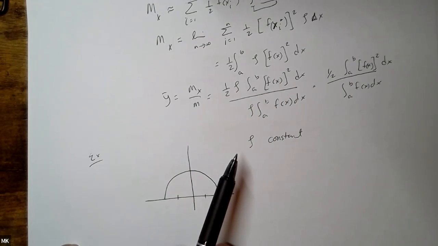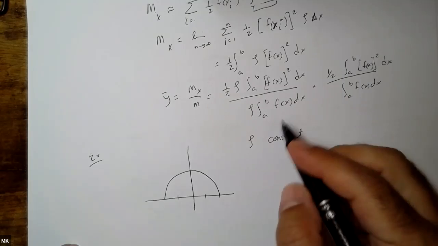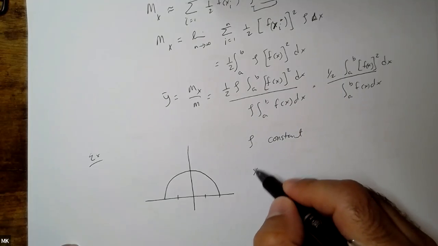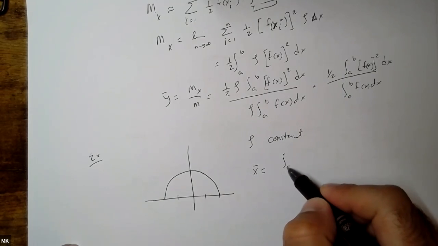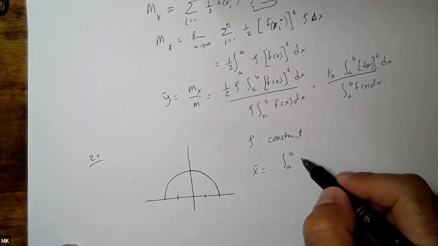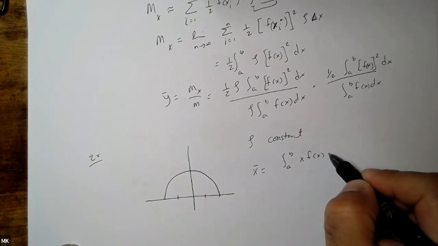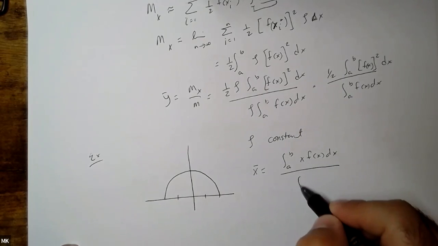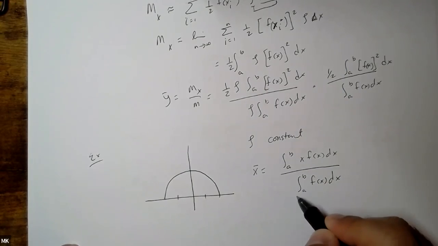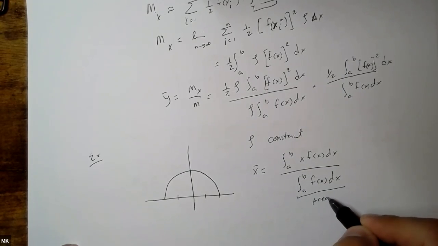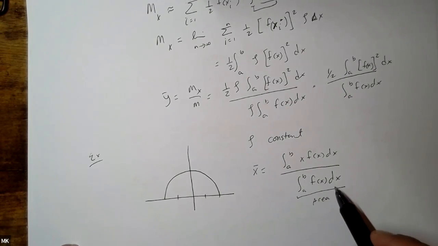The formulas look slightly different, but they're consistent. So first, my x bar is going to be the integral from a to b of x f of x dx over the integral from a to b of f of x dx. And notice this is just the area of the object. So I don't actually have to integrate for the bottom.